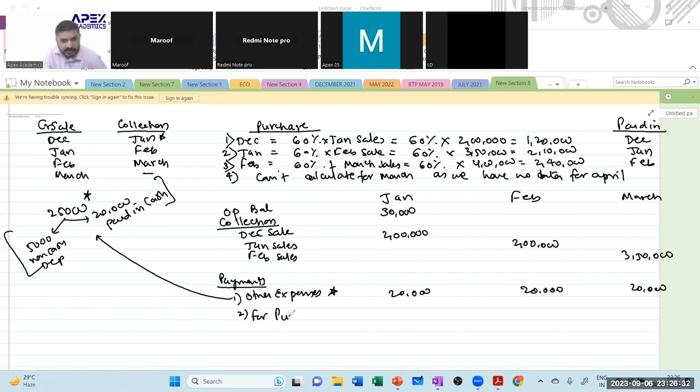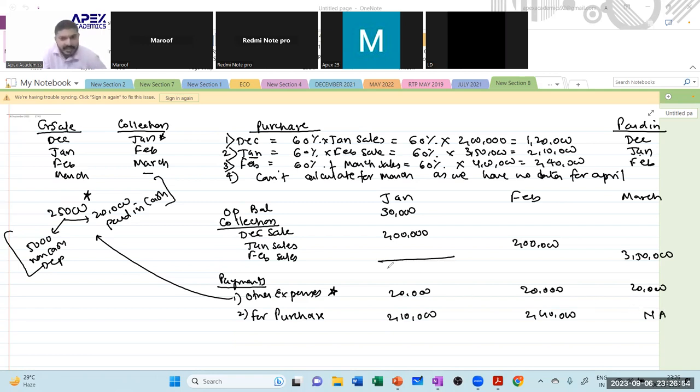Now I am paying for purchases. Jan's purchases are paid for in Jan. The amount is 2,10,000. Feb's purchases are paid for in Feb. The amount is 2,40,000. I can't calculate, so I'm writing not applicable. Apart from this, there is nothing else.